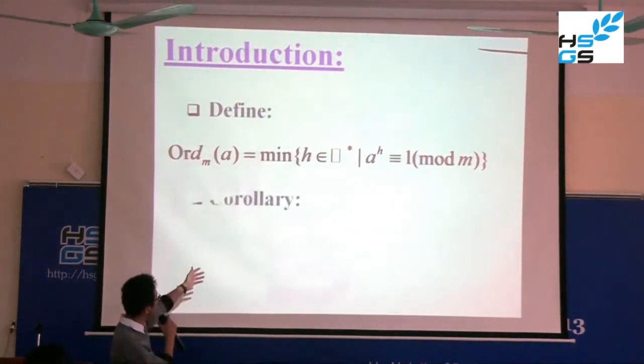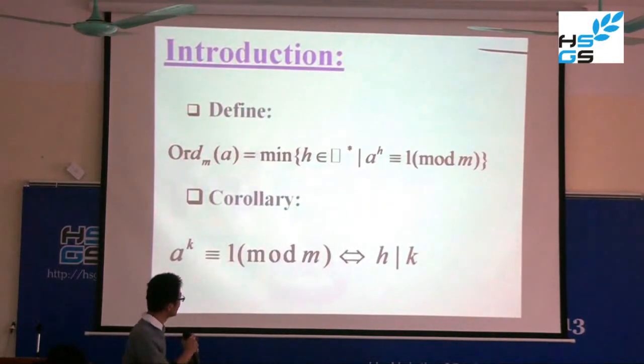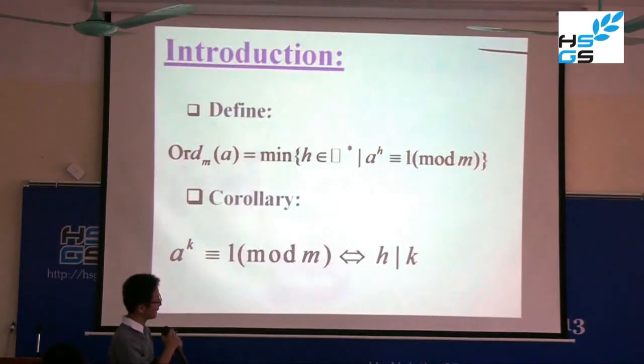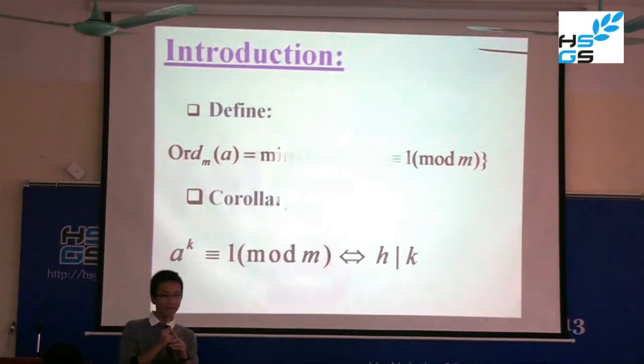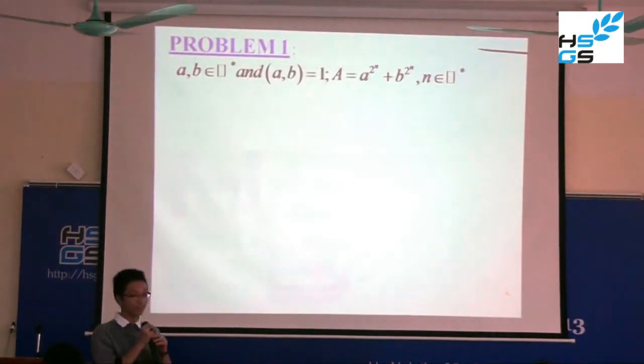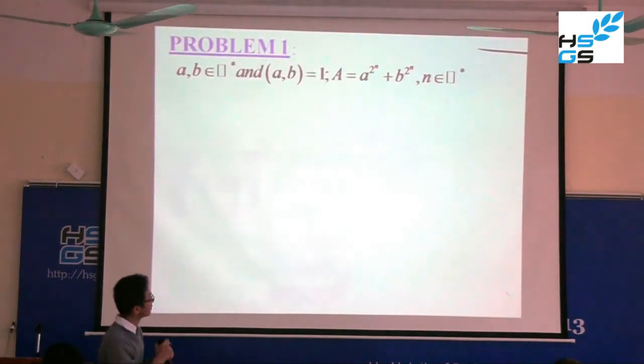And here comes the corollary. a raised to the exponent k is congruent to 1 modulo n if and only if s divides k. We are now ready to solve a legion of problems. Let's go through this subject and appreciate the need of solving them. That brings us to the first problem.